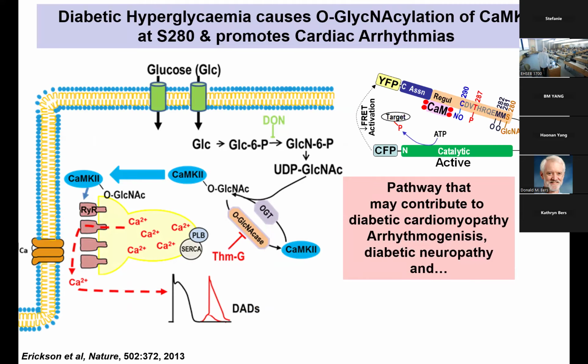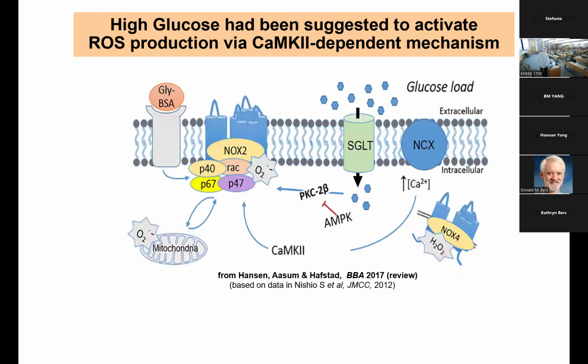So it looks like this high glucose promotes this pathway toward GlcNAcylation of CaMKII and phosphorylation and consequences with downstream targets of CaMKII, which could include more of the ones I talked about before. We also came across a paper that suggested high glucose could also promote ROS production, and that it might be CaMKII dependent, but there was no explanation of how that might occur.